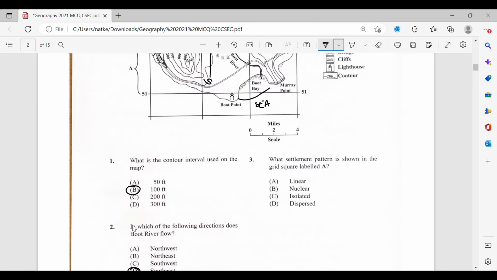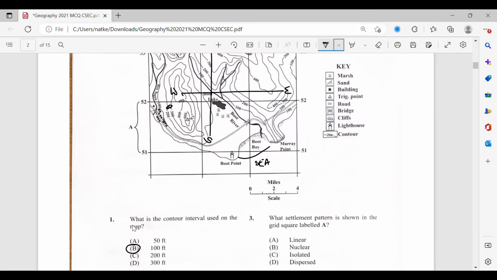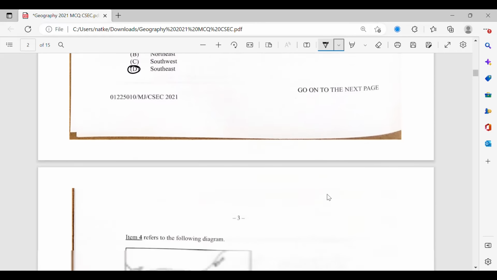Number 3, what settlement pattern is shown in the grid square labeled A? So the grid square labeled A is right here. And the settlement pattern, well, if you didn't know what that is, the buildings here, they're suggesting settlement with these squares. And we are seeing that they are set out along the roadway in this area in a line. So that would have been a linear settlement that we are seeing. So for number 3, it would have been letter A.